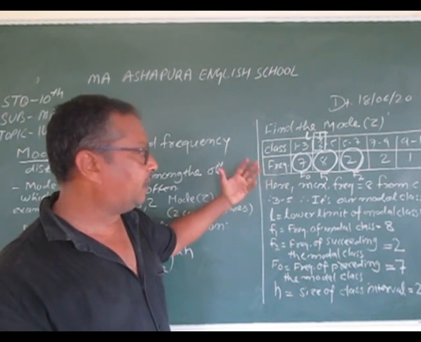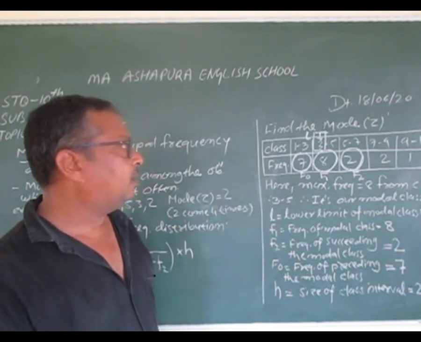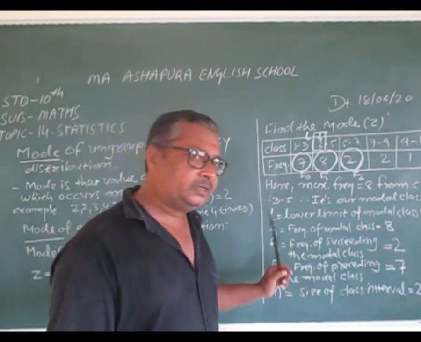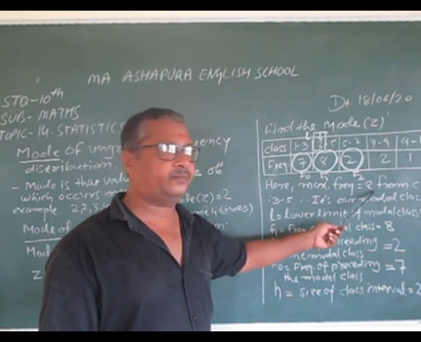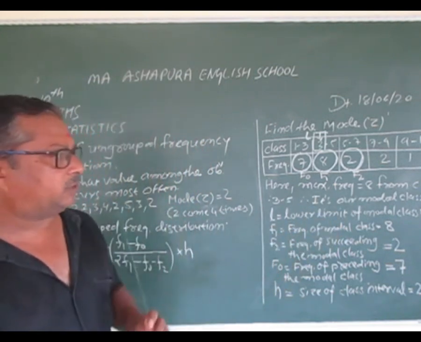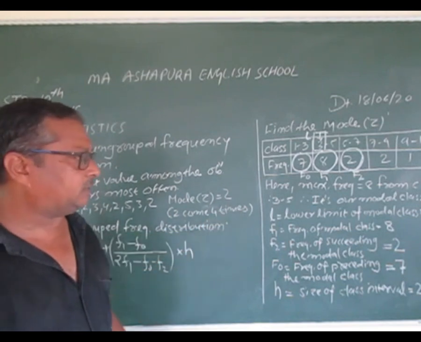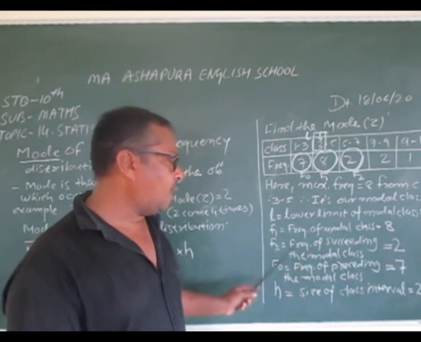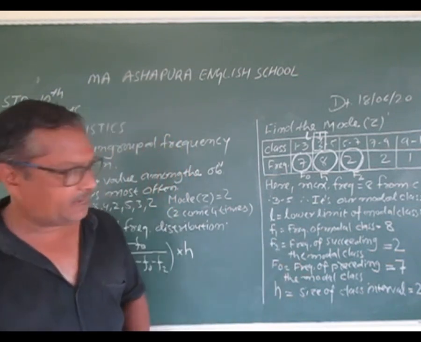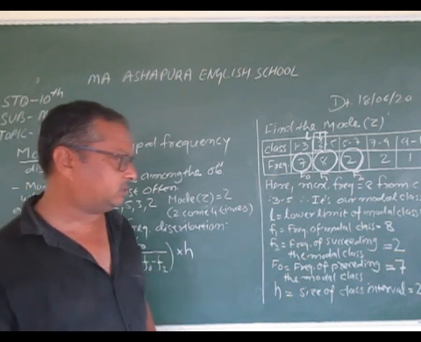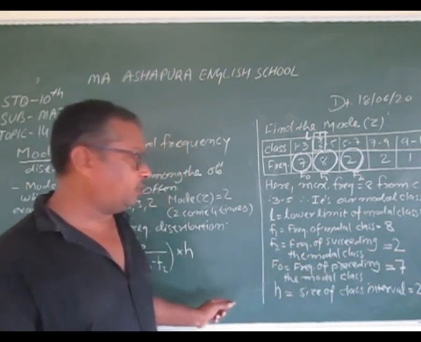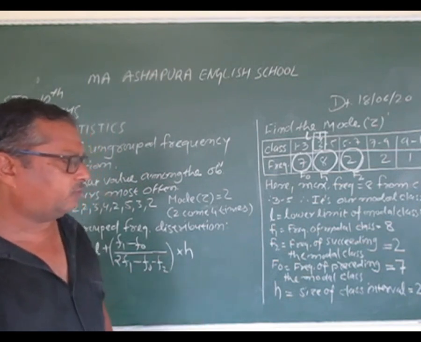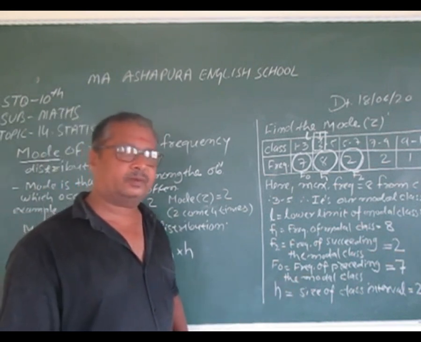From the table we get some data to find out the mode. Which data do we find? Once again, first, the maximum frequency is 8 from the class 3 to 5. 3 to 5 is called the model class, and according to the model class we find the other data. L is equal to the lower limit of the model class, 3. F1 is the frequency of the model class, 8. F2 is the frequency of the succeeding class, 2. F0 is the frequency of the preceding class of the model class, 7. And last one, H is equal to the size of the class interval.